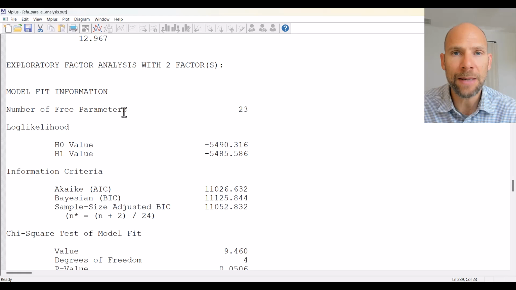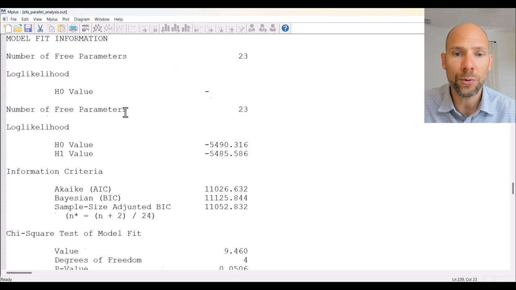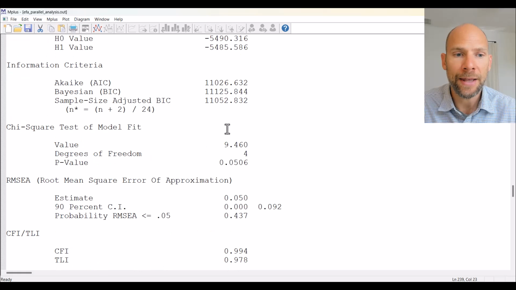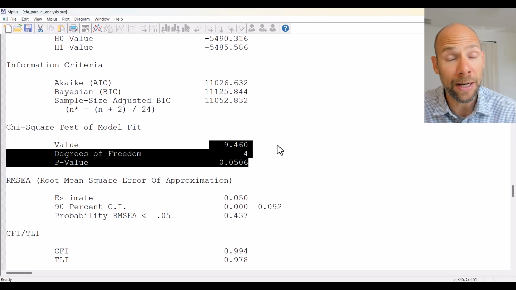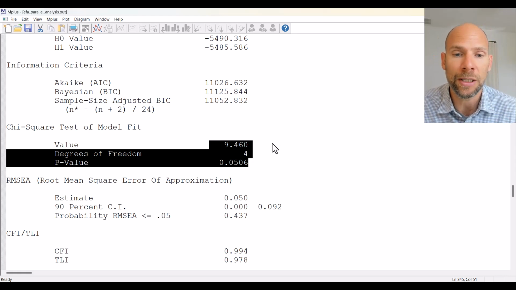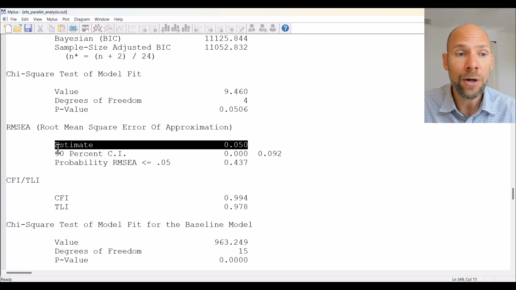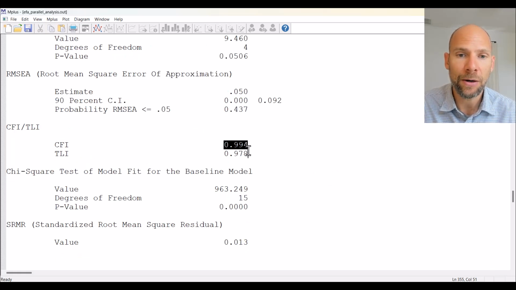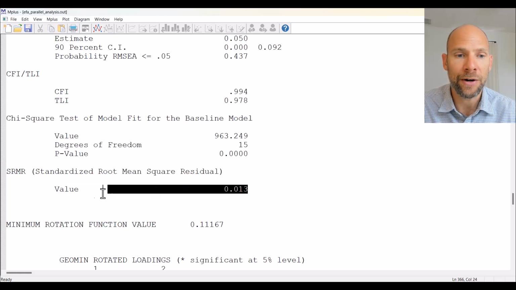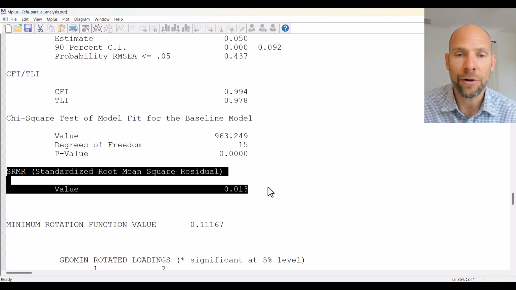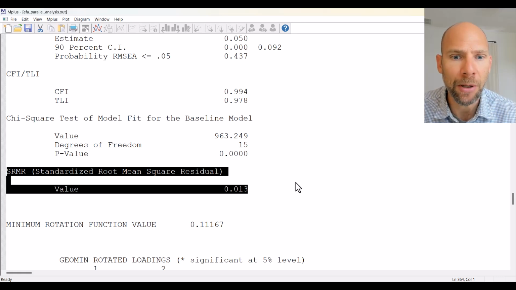And again, you get the same set of fit indices for the two-factor solution here, the information criteria, and then the chi-square that we've already seen, which was borderline significant, a lot better than the chi-square for the single-factor model. You can see the RMSEA now looks good. 0.05 is not a bad value for an RMSEA. CFI and TLI look good. They're both greater than 0.95. And the SRMR looks very good here as well, with an average standardized residual of 0.01, which is pretty minimal.